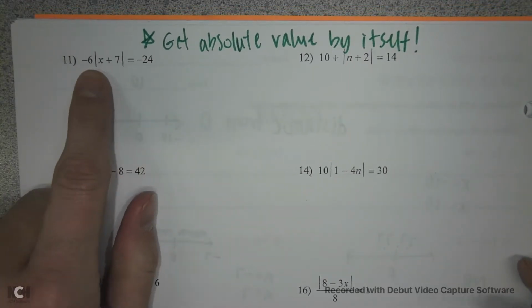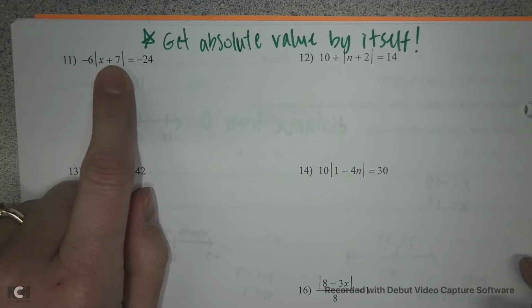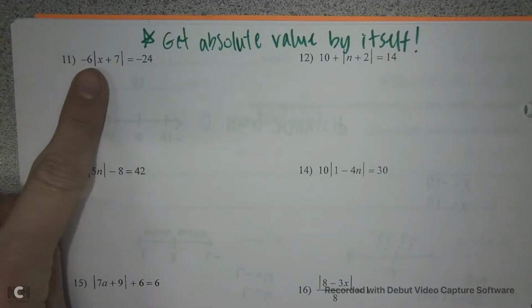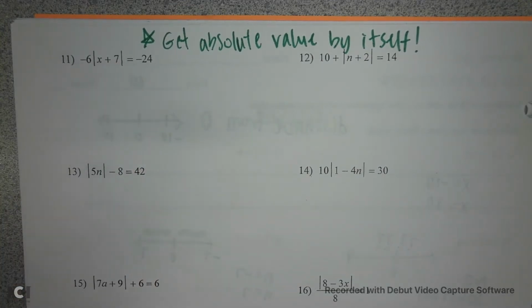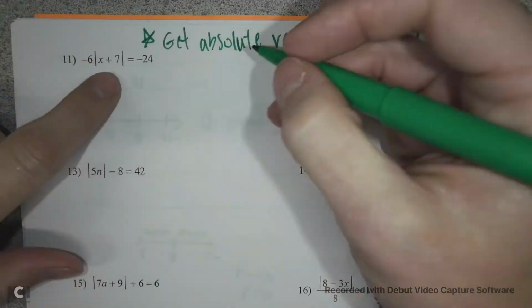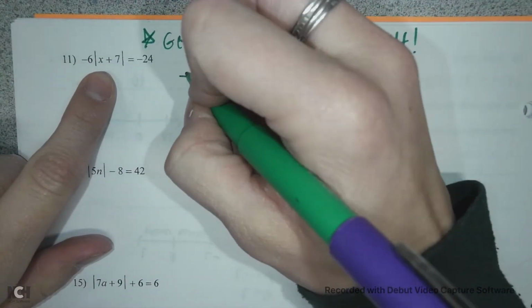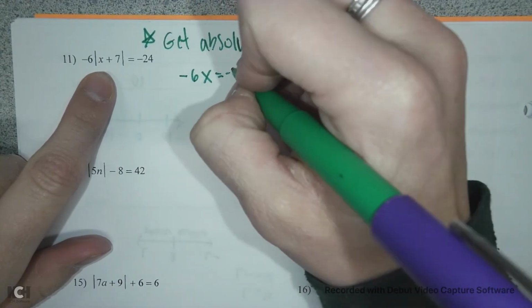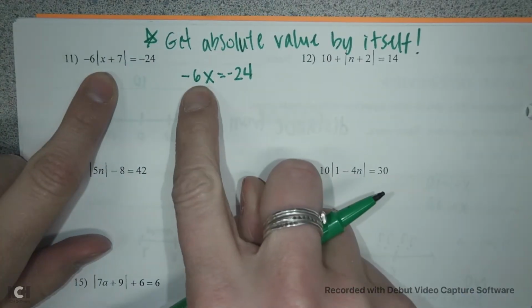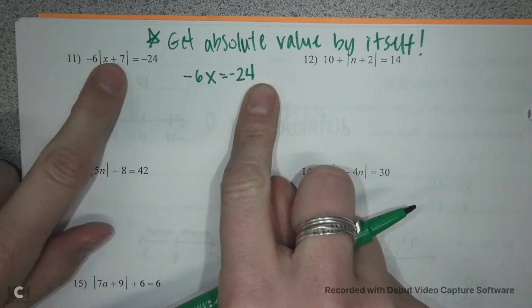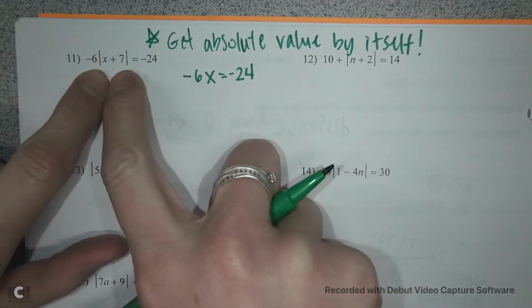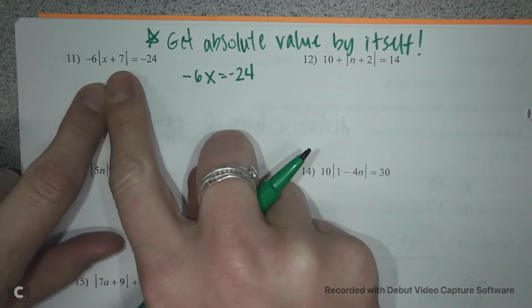On number 11, in order to get this absolute value by itself, we need to do the opposite of what's happening. So if you're confused and you're not quite sure what to do, think about this problem. The absolute value is the same thing as a variable. So think about negative 6x equals negative 24. So if you can solve this problem, then you can solve this problem. Okay? We save the absolute value till the very end.